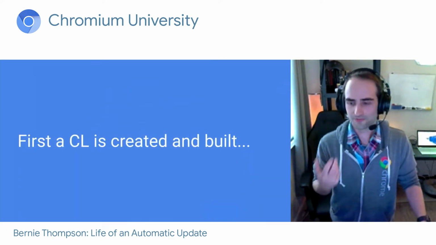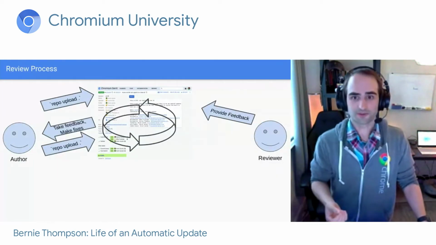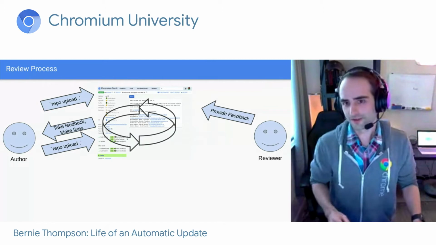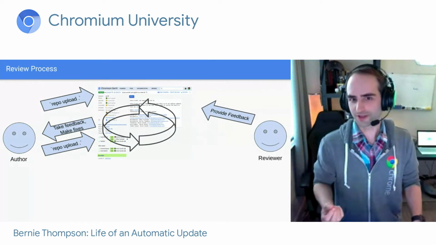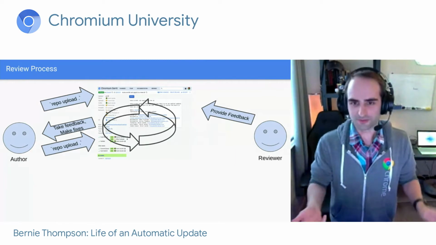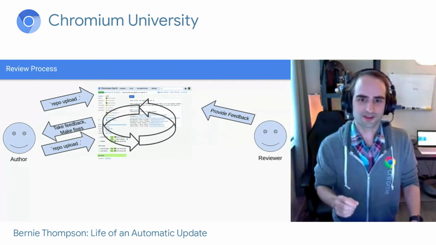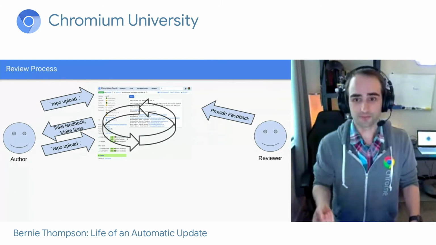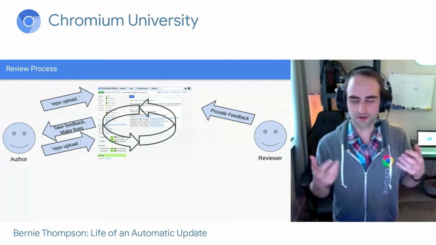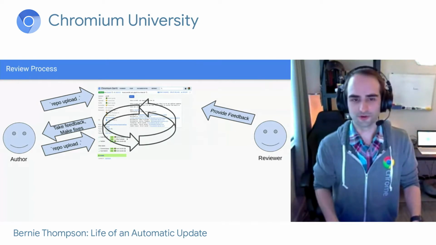So, first, a CL is created and built. To start with, the developer comes up with a change list. This is Google parlance for a patch. I'll probably say the word CL over and over again, and that just means patch. It is a change that somebody makes. So with the CL on their local workstation and working locally for them, the CL is uploaded to our code review tool called Gerrit. It's actually public. Anybody can see this here and watch the code be reviewed.